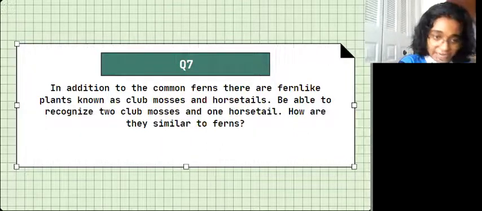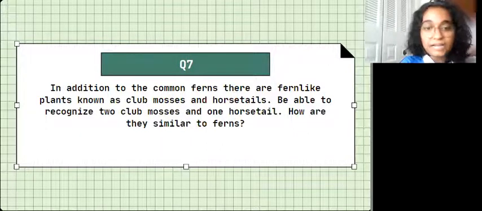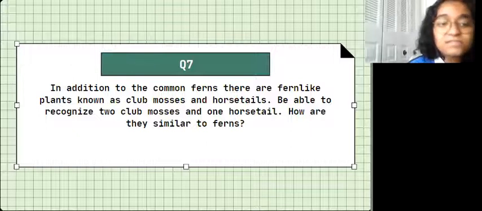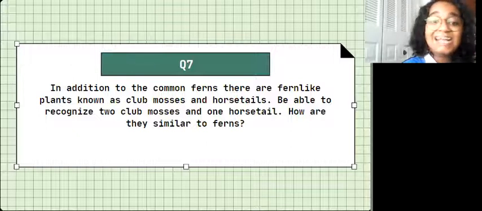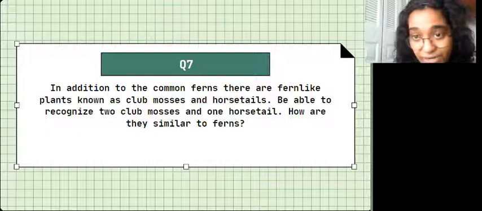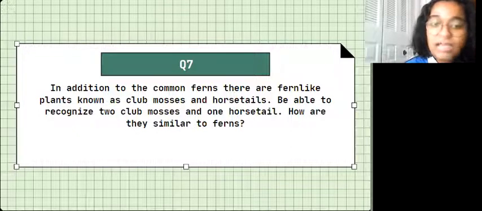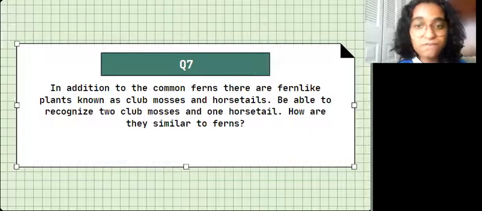Question number 7. In addition to the common ferns, there are fern-like plants known as club mosses and horsetails. Be able to recognize the club mosses and horsetail. How are these similar to the ferns?